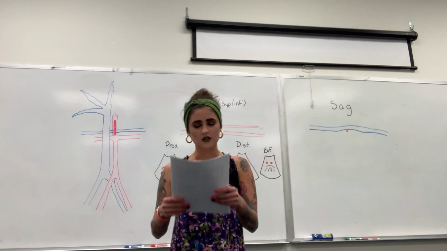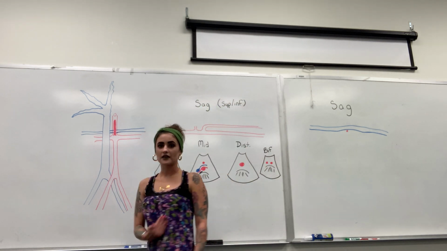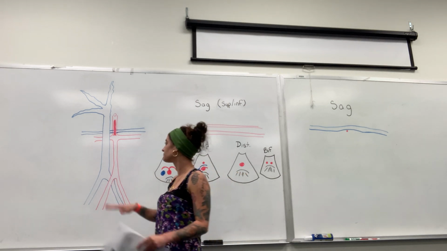A couple fun facts. The aorta is on the left side of the spine, so if we're looking at it, you can see here it's going to be on the left side of the body, whereas the inferior vena cava is going to be on the right side of the body, or again, the spine.